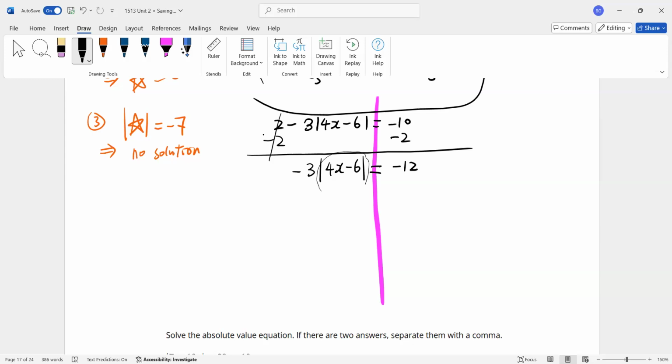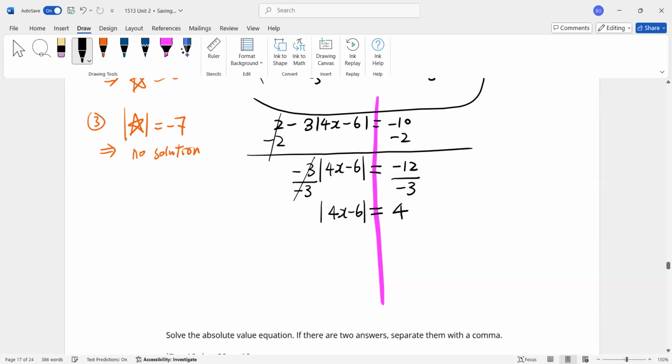Right now, you want to isolate this on the left side. So next layer we're going to peel off, get rid of the -3. So we're going to divide each side of the equation by -3. -3 cancels -3. So we have absolute value of 4x minus 6 on the left side. On the right side, negative 12 divided by -3 is positive 4.